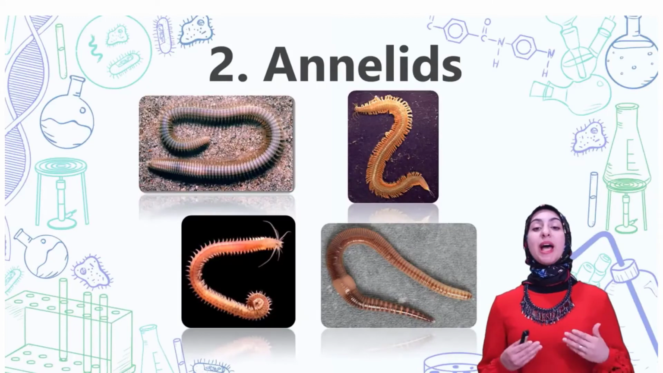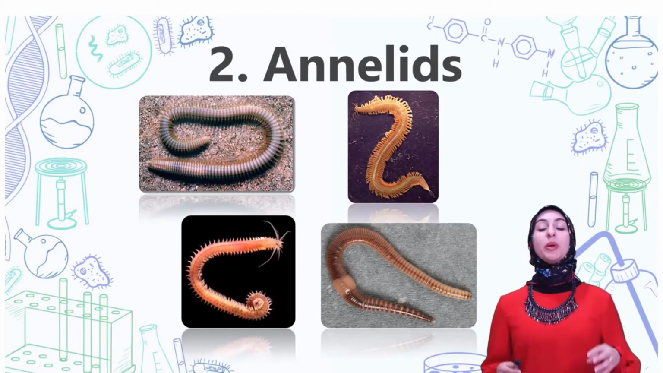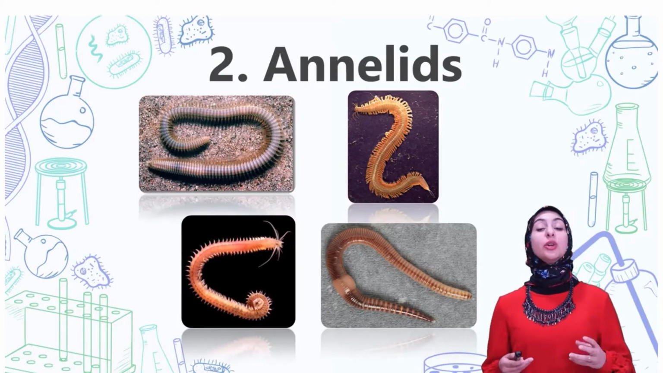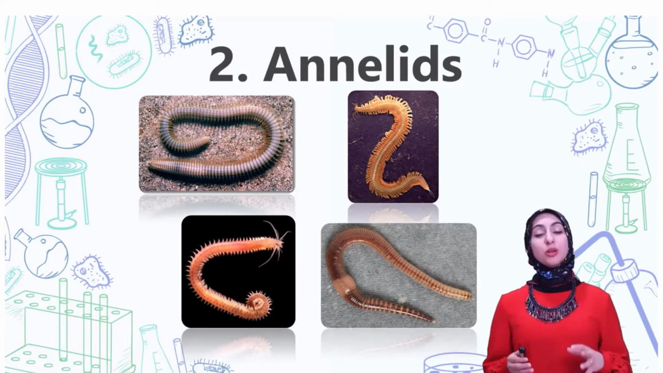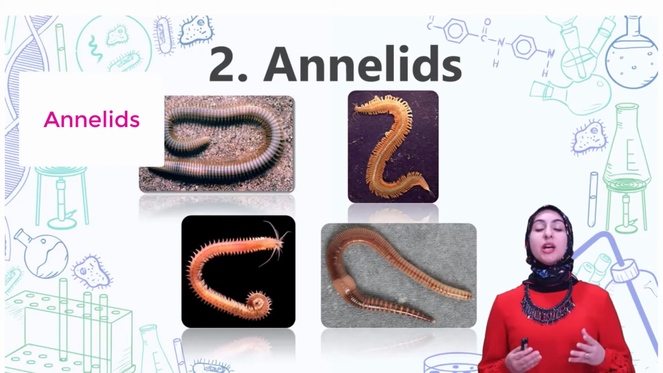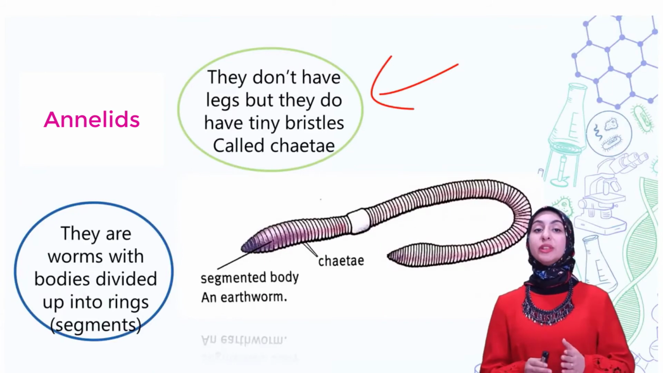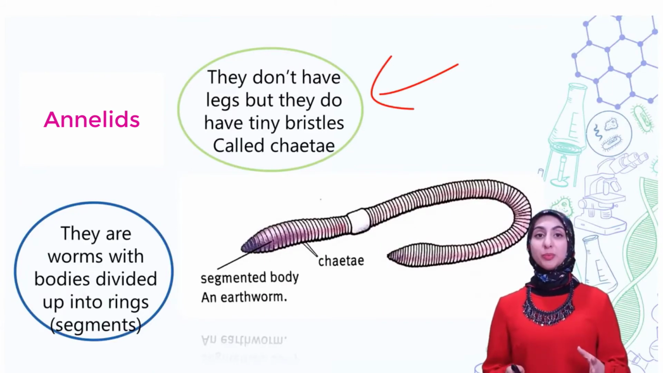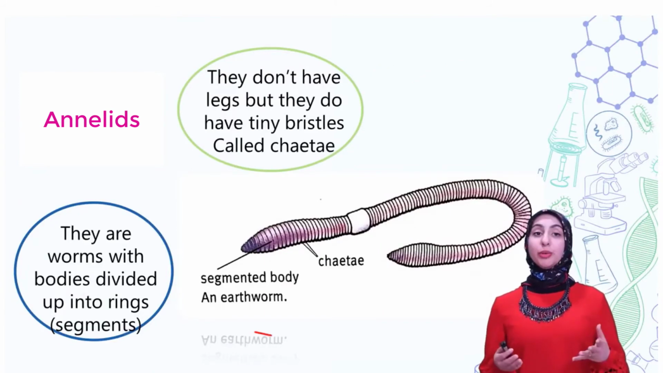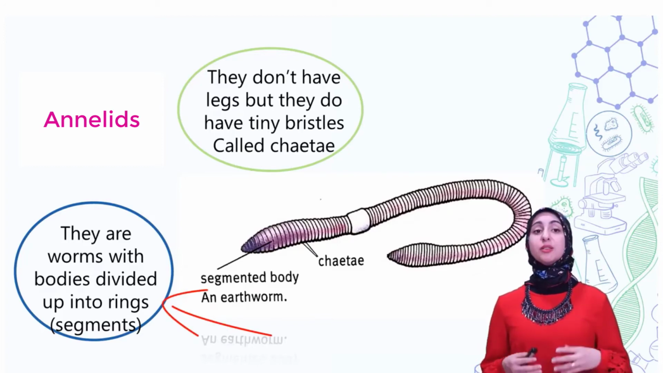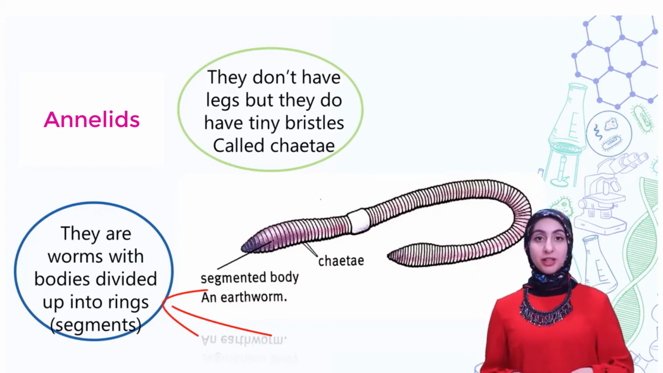The second group, annelids. The annelids group includes worms, like the earthworm. And also it has some characteristics. Number 1, they don't have legs, but they do have tiny bristles called chaetae. Number 2, they are worms with bodies divided up into rings or segments. Like the earthworm here, it has a segmented body.